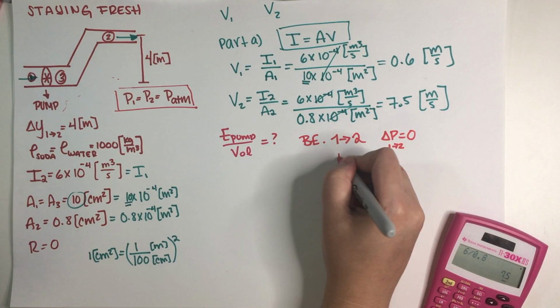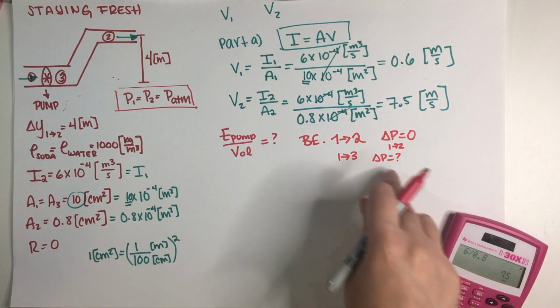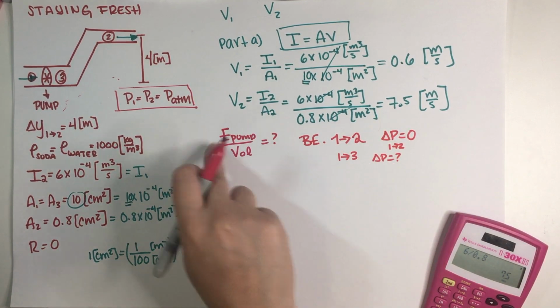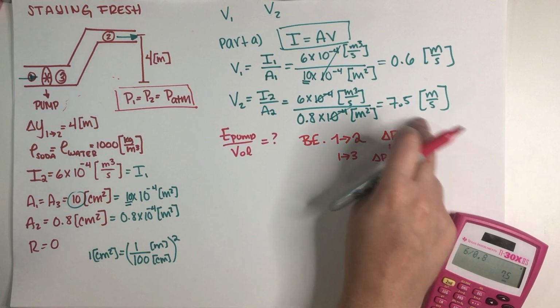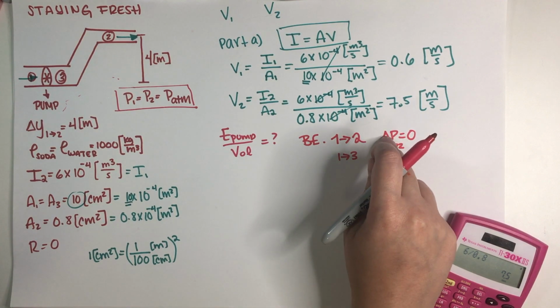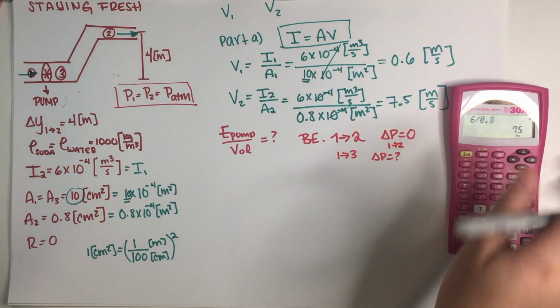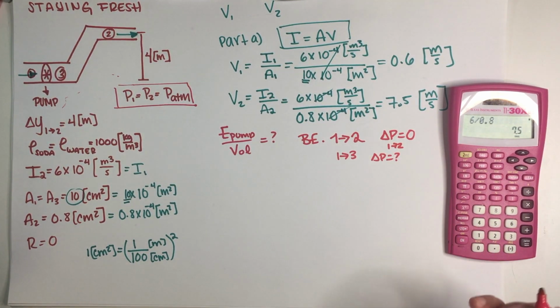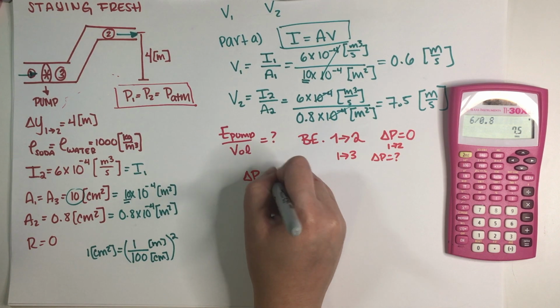If I choose to go from 1 to 3, then delta P, I have absolutely no idea what that is. So I'm going to have two things that I don't know in the same equation. So that's not going to work out. So yeah, I'm going to do Bernoulli from points 1 to 2, knowing that delta P is going to be 0. So let's just go ahead and do that. So the Bernoulli equation is just the full thing.